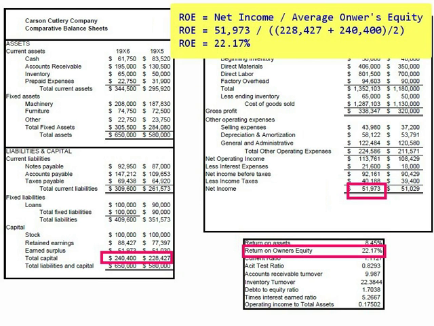The next financial indicator is the return on owner's equity. The way to compute that is the net income divided by the average owner's equity. This is 51,973 divided by the average of 228,427 and 240,400. The ratio that we get is therefore 22.17%, and that is the percentage of benefit that we get out of the total investment that the owners have in the corporation.